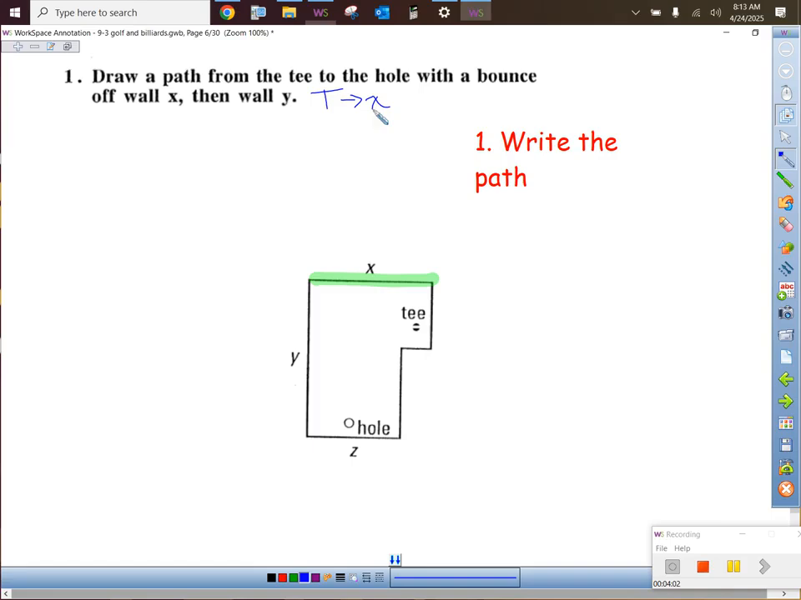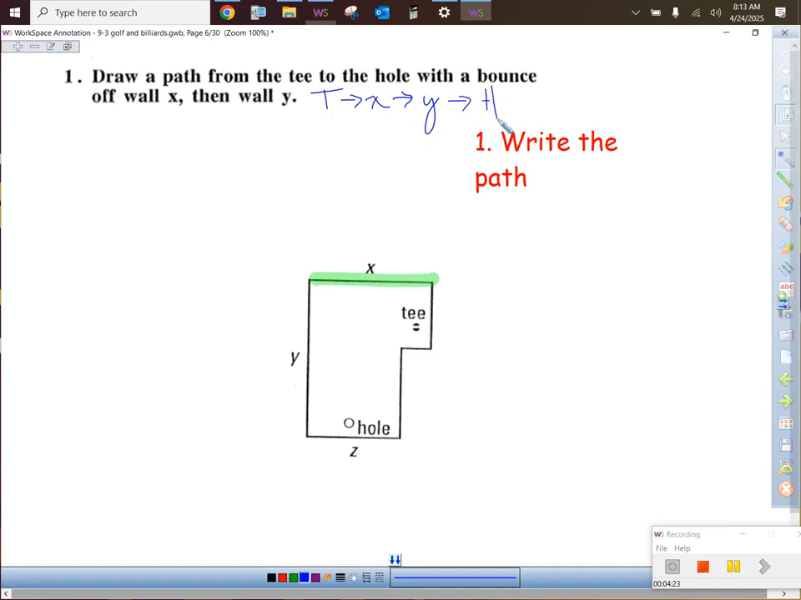Then where would they like the ball to go? Hit wall Y. Again, it's more like a line. And they don't tell you this. Sometimes they do, but it should be common sense. Where would you like the ball to end up? Into the hole. Is the hole more like a point or more like a line? More like a point. So a capital letter.